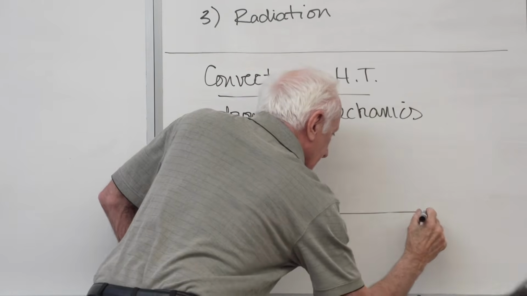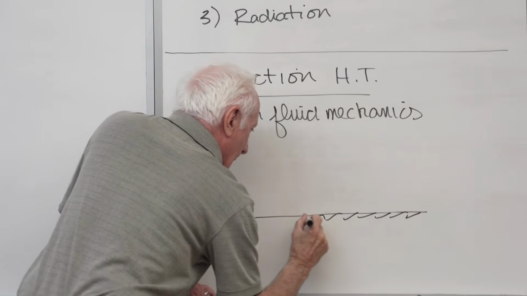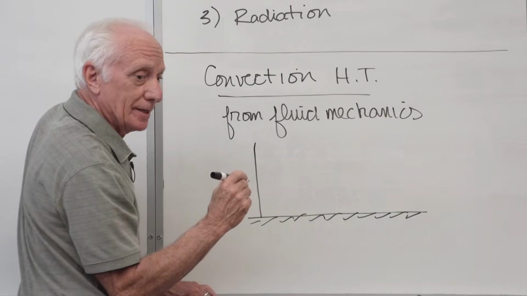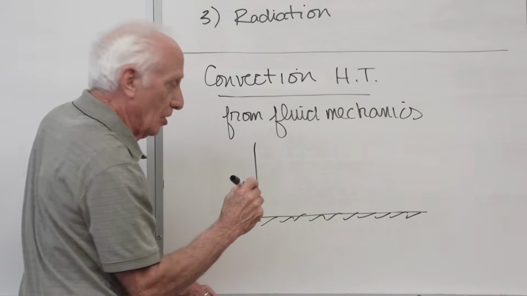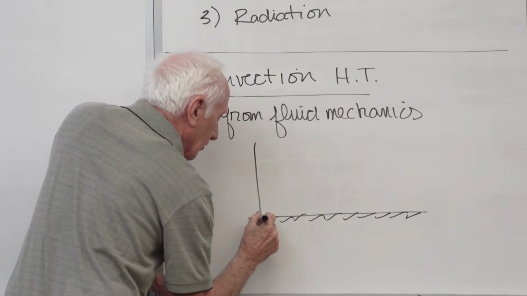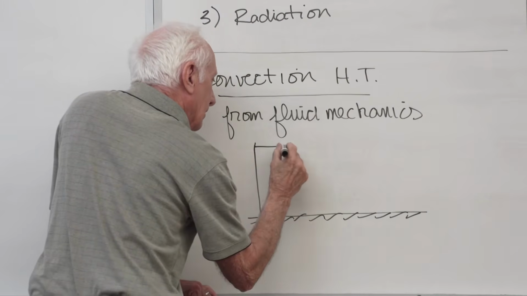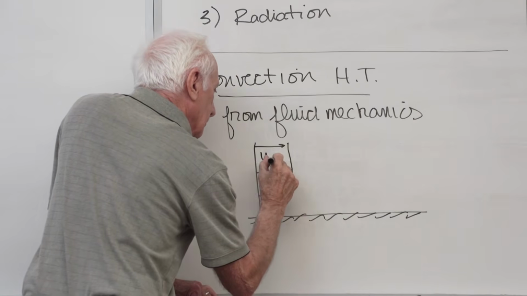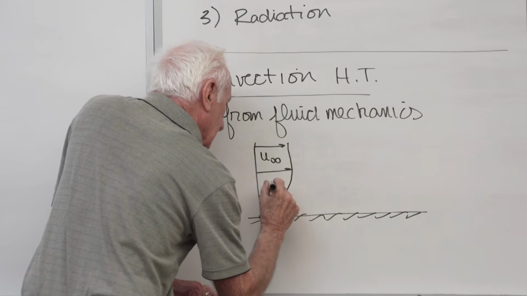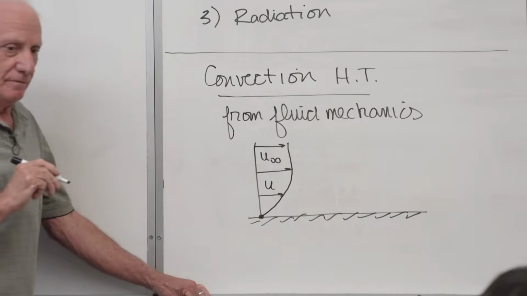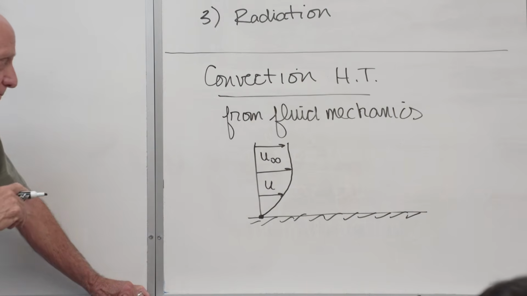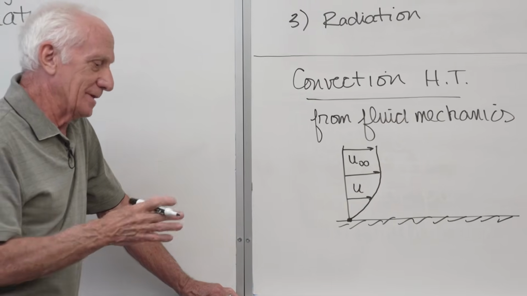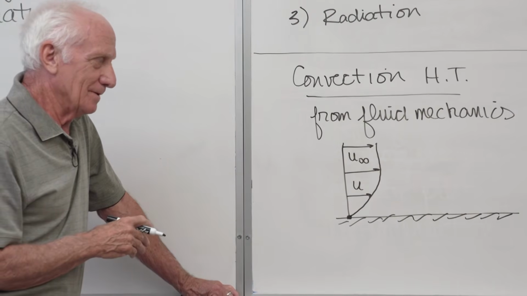So here's our surface. If you recall from fluid mechanics, there was a boundary layer that would build up on a surface with the fluid flowing over it. And the boundary layer would look like this. This may be called U infinity, and this is called U as a function of the vertical distance y. Okay, that's fluid mechanics. Well, how about heat transfer?